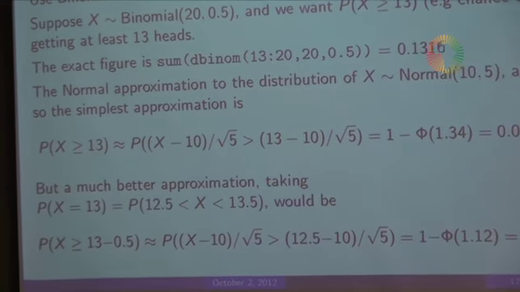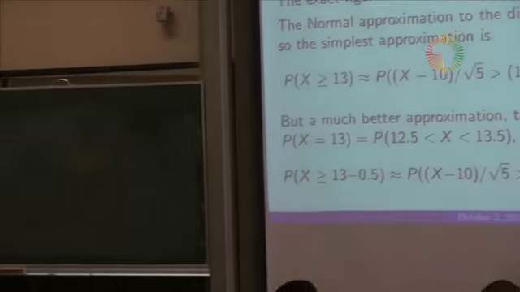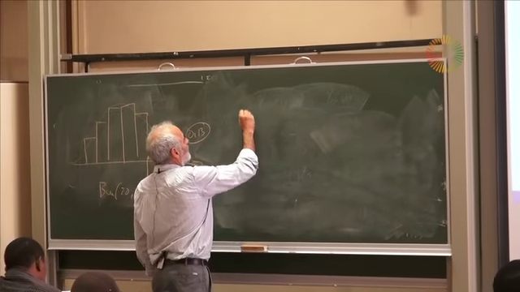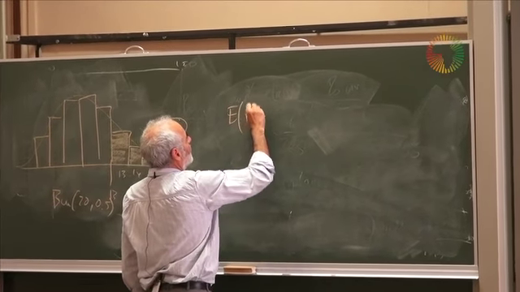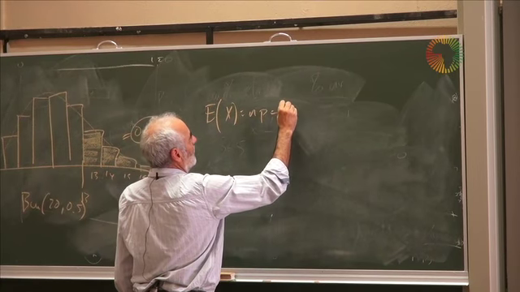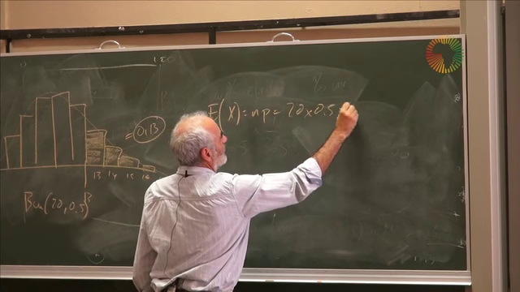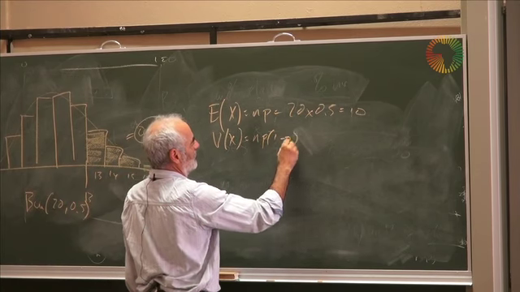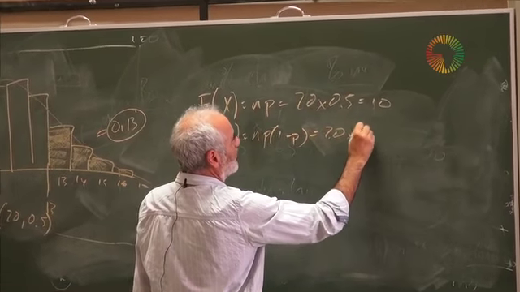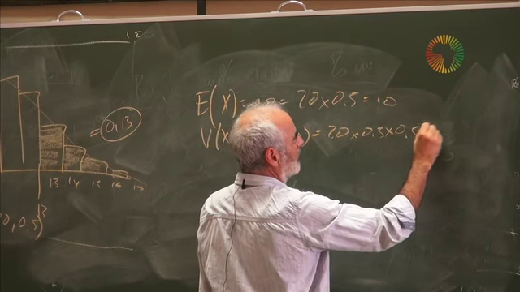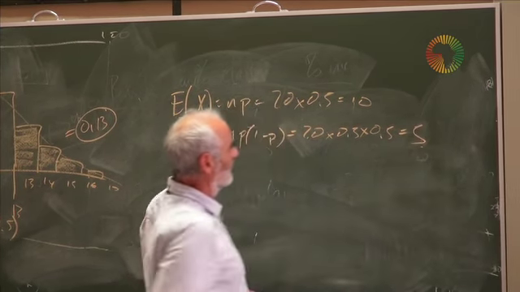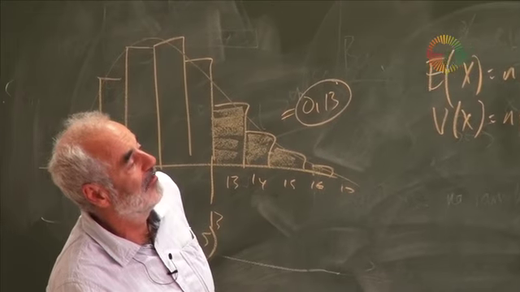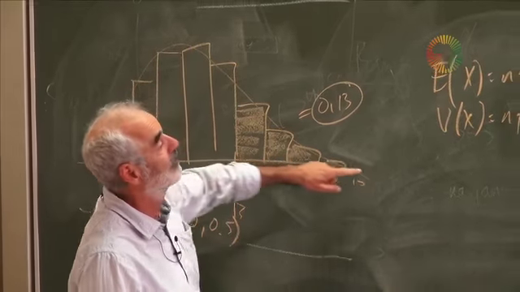Now, let's say we do a normal approximation. Remembering the expectation of the binomial is np, which is 20 times 0.5, which is 10, and the variance is npq. I'm not even going to ask you this because you should know it. 20 times 0.5 times 0.5, which is 5. So it's a normal 10, 5, and that's what I've drawn there.